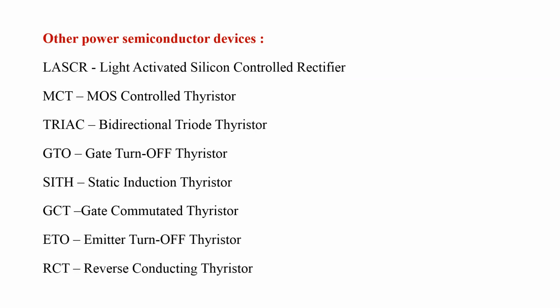These are some of the other types of power semiconductor devices. The first one is LASCR, that is light activated silicon controlled rectifier. Second one is MCT, MOS controlled thyristor. Next one is TRIAC, that is bidirectional triode thyristor. GTO, gate turn off thyristor. SITH, that is static induction thyristor. GCT, gate commutated thyristor. ETO, that is emitter turn off thyristor, and finally RCT, that is reverse conducting thyristor. These are some of the other types of power semiconductor devices.